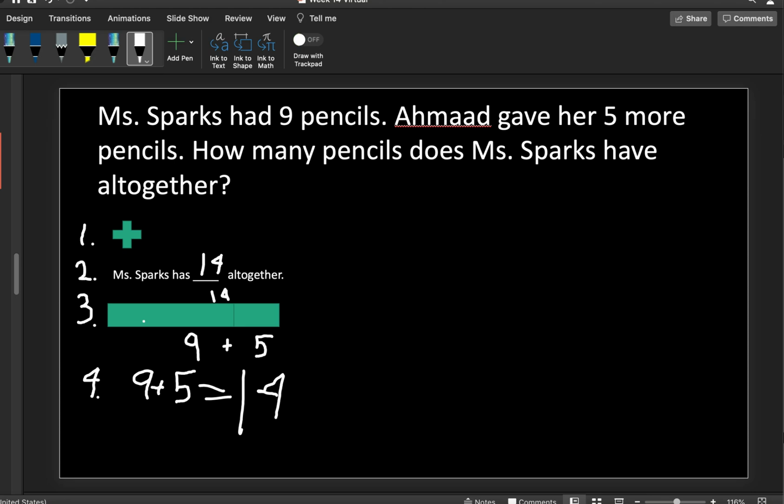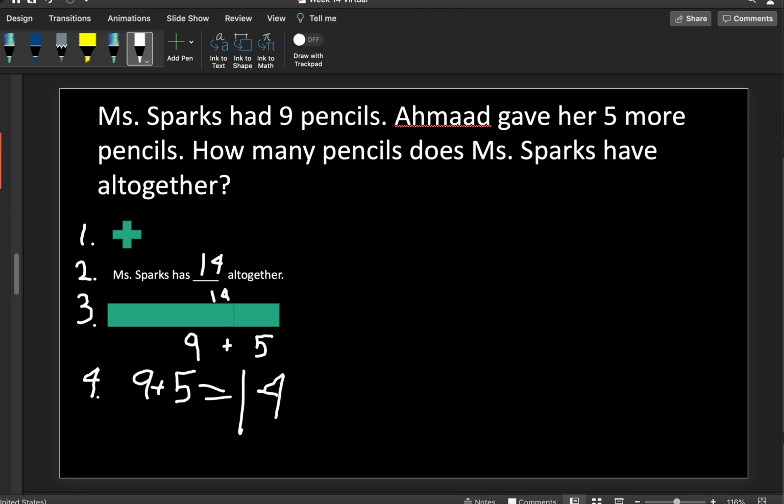And then we created our symbol for our pencils, which is our blocks right here. So 9, and then we had 5, which is what Ahmad gave. And then we have our 4th step here, which is solving. So 9 plus 5, because we knew it was plus, because we knew it up here, equals 14. And we had to put that answer into our sentence stem as well.